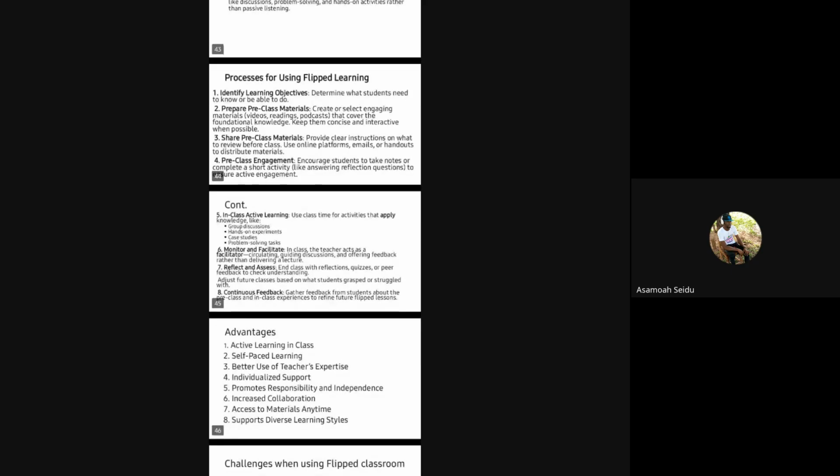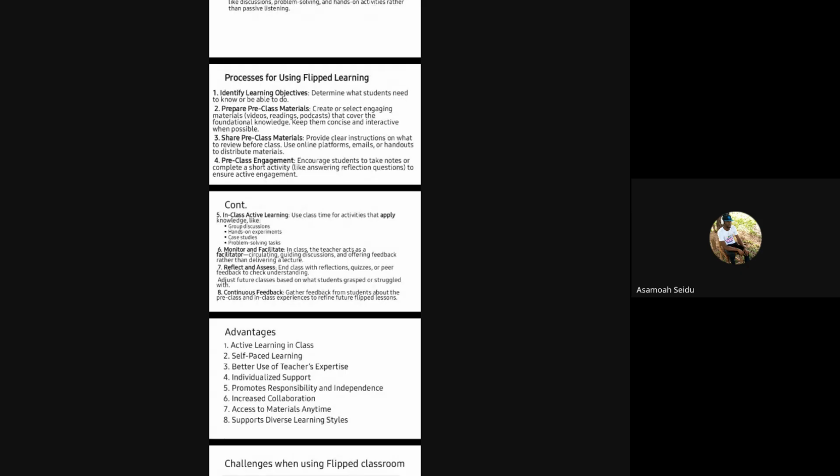And then you, the facilitator, you monitor. So in class, the teacher acts as a facilitator, circulating, guiding discussion, offering constructive feedback. The feedback you are offering is constructive feedback rather than just delivering a lecture. And then you reflect and assess at the end of the class. It can be through quizzes, peer feedback to check if they have really understood what you tried to communicate.